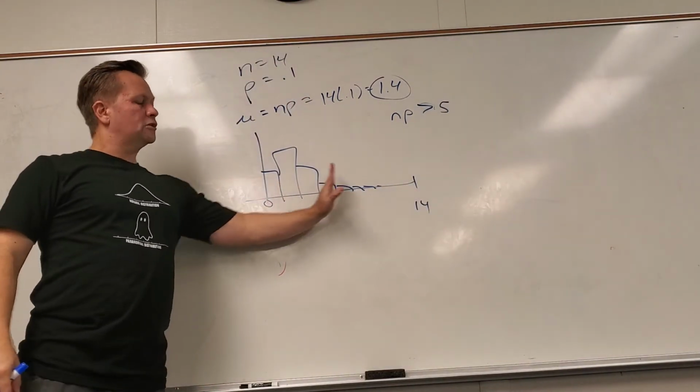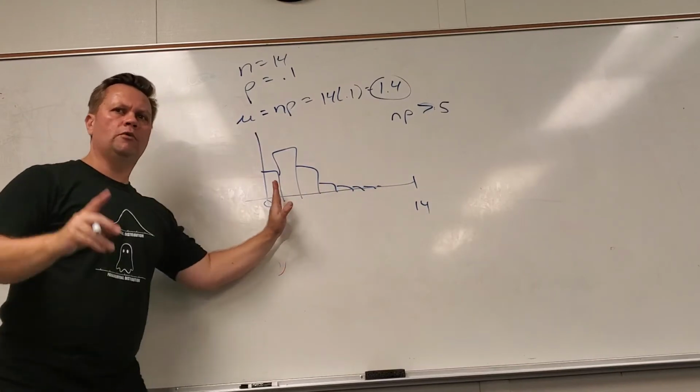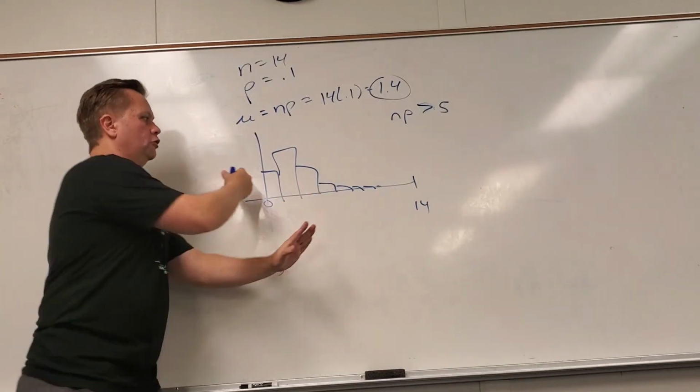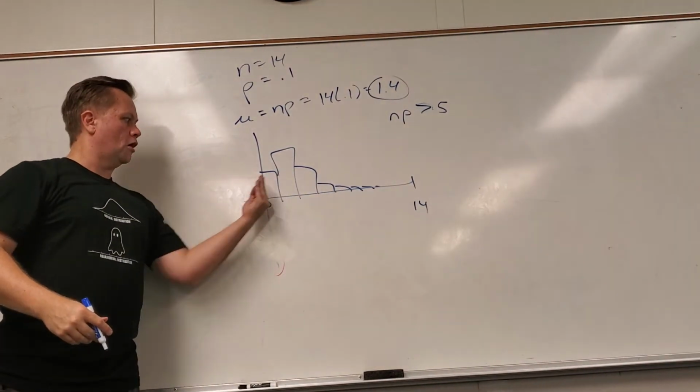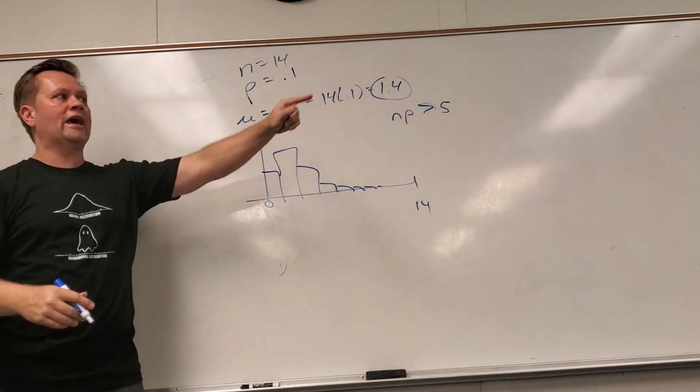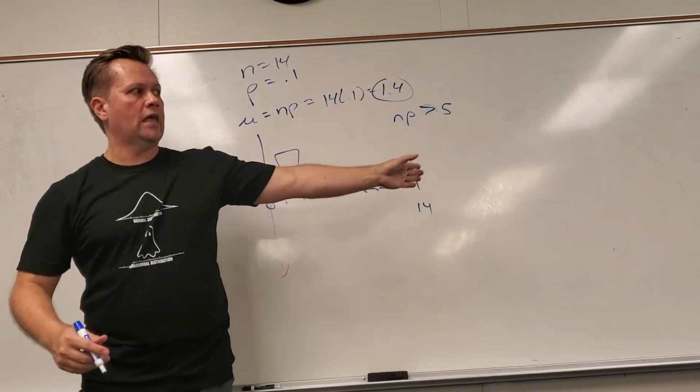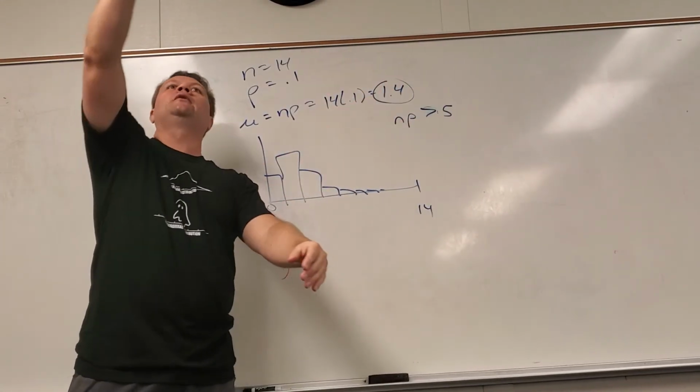If n times p was 5, so what's wrong with this? Why is this not normal? It doesn't have room to go up and come back down. Do you guys see that? Because the mean is so small, it's right on the 0 wall. It doesn't have room like that one does. That one's mean is 7. It's got room to go up and then come back down.